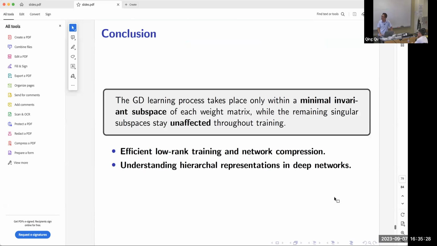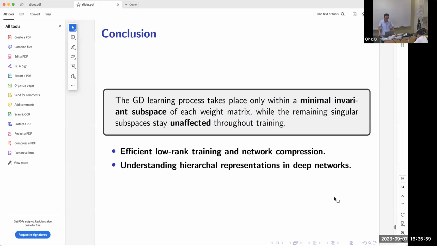So with that, I want to conclude this talk. In this talk, we looked at neural network training with gradient descent. What we showed is that for deep linear networks, the gradient descent only happens within an invariant subspace of each weight matrix, and the remaining singular values stay unaffected through training.